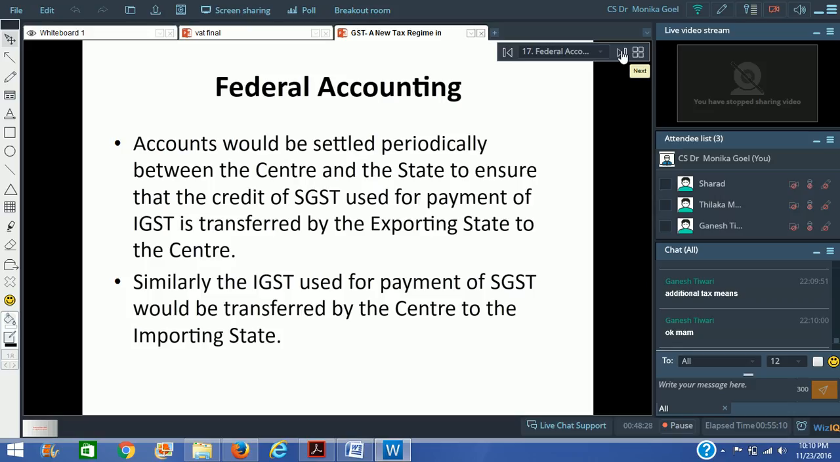Additional tax is that 1%. Okay, that 1%.